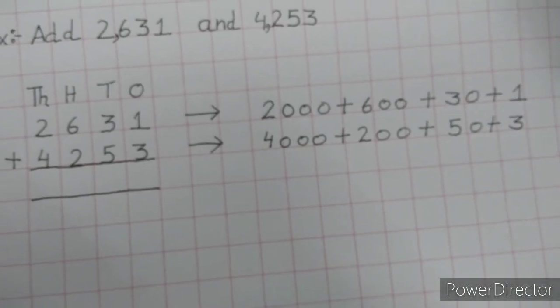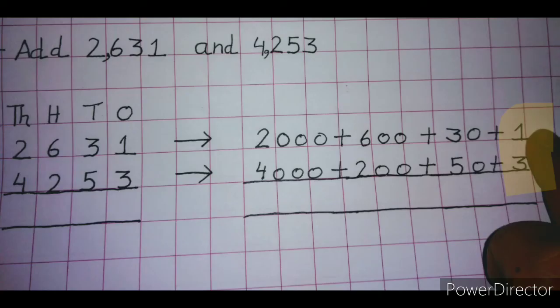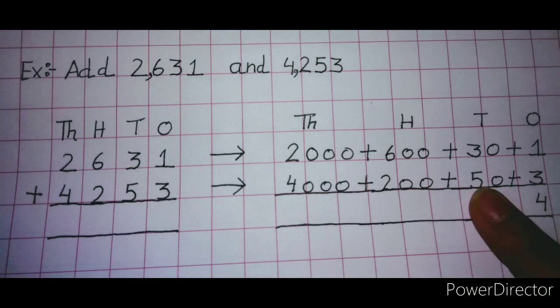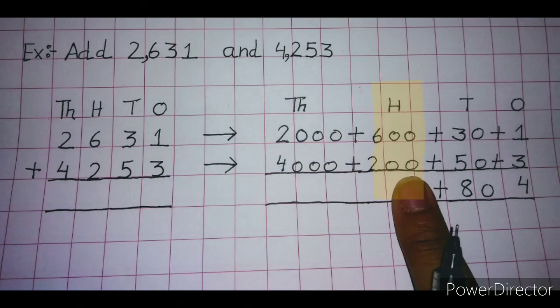Now the addition of the ones place. So 1 plus 3. 1 in my mind and 3 fingers up. So 2, 3, 4. The answer is 4. Next we will do the addition of the tens place. 0 plus 0 is 0 and 3 plus 5 is 8. So it will come to 80.